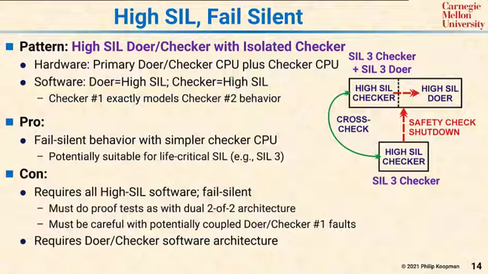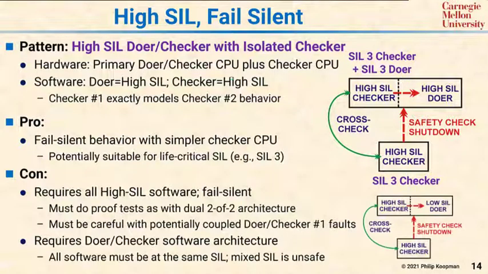So what you have is a 2 of 2 system in which one of the CPUs is bigger and allows you to put additional software on it. It also requires your software be structured as a doer-checker architecture, which can be more work than just building SIL3 doers in the first place. And, importantly, all the software in the system must be at the same SIL. A mixed SIL system would be unsafe.